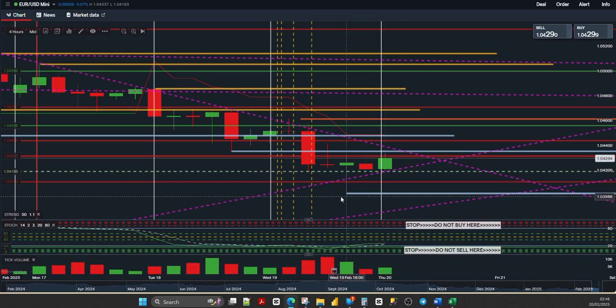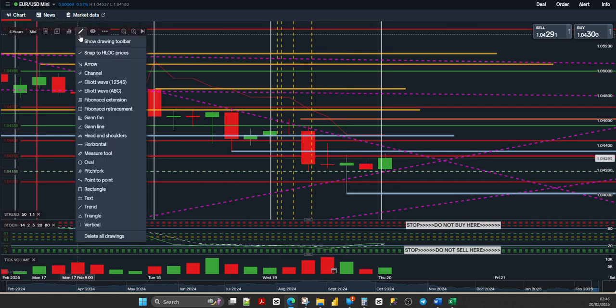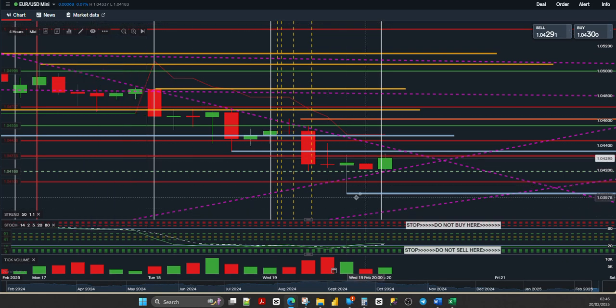All right. So if you're going to be selling, we're looking at short trades, because we're expecting this doji to be respected. So you can see this doji here also.